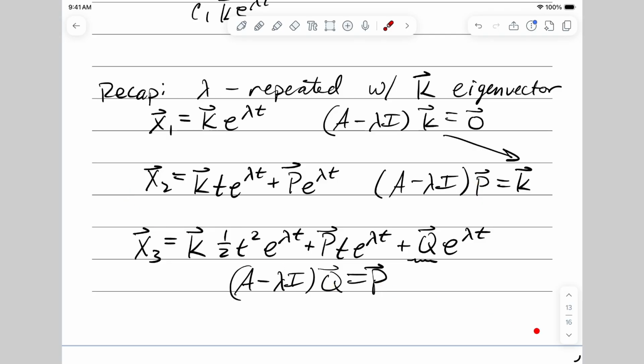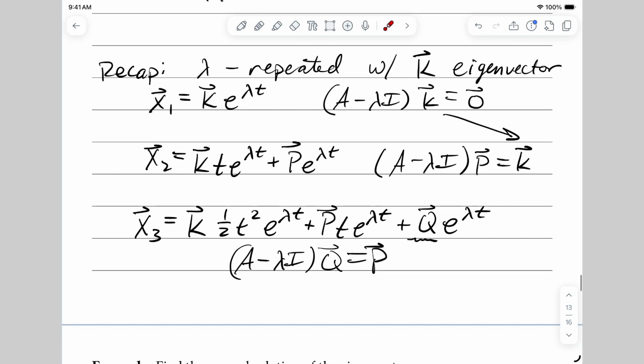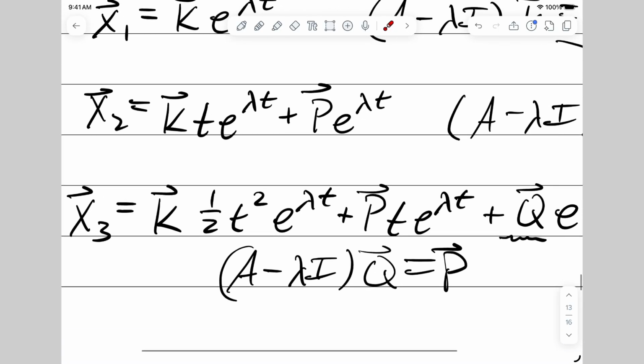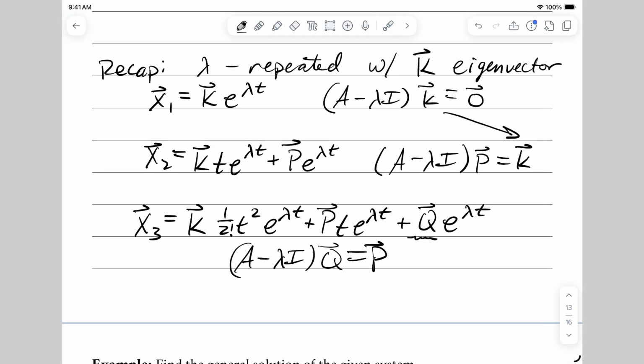This process can go on for a long time if we have an eigenvalue of multiplicity 5. The general term here is not just like, say, a 1/2 t². It's actually 1/2 factorial t². And now you know how to handle it. If you had a 3 there, it would be t³ over 3 factorial. And then we would use q to find some vector, maybe r, and just keep extending this.